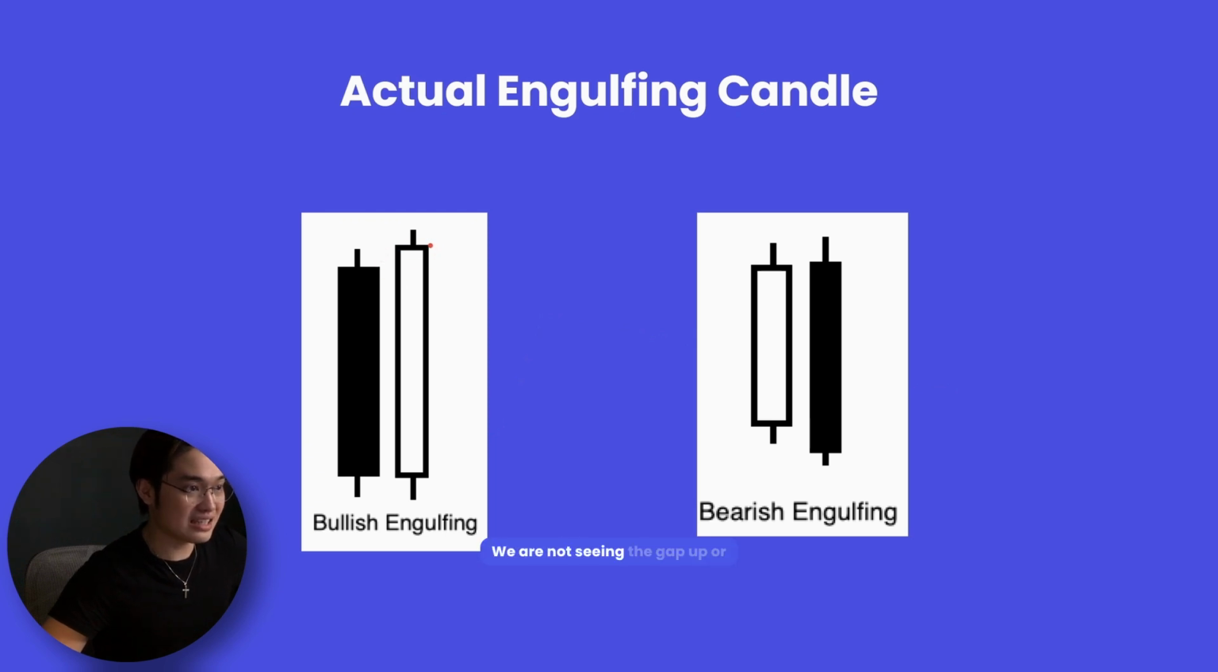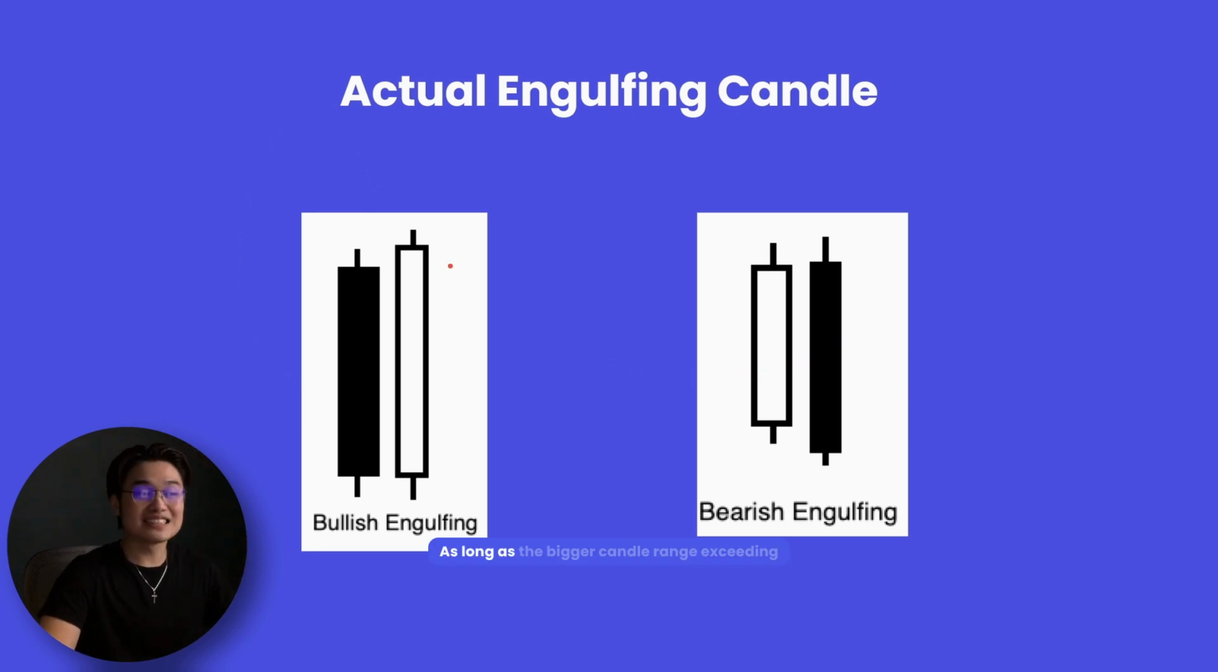Yeah, we are not seeing the gap up or gap down price action. Also on the bearish one, as long as the bigger candle range exceeds the range of the low and the high of the smaller candle formation, it should be determined as the engulfing candle.